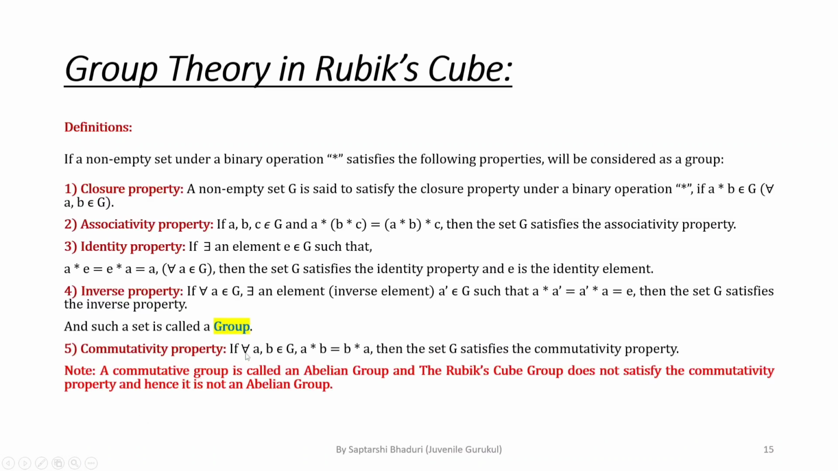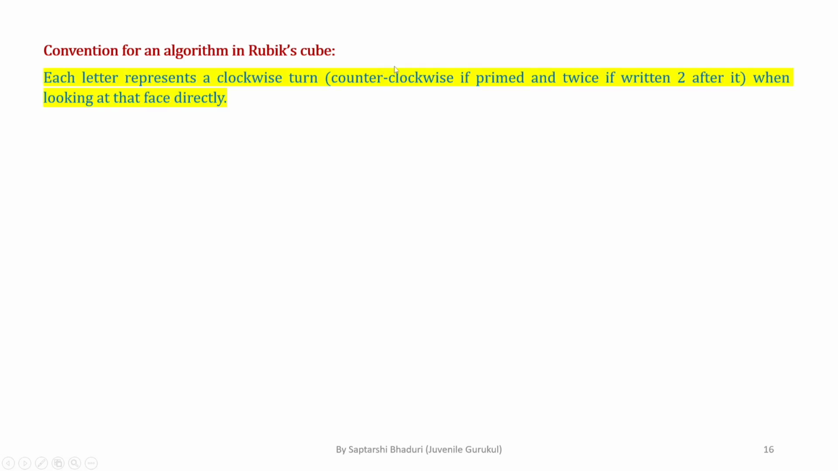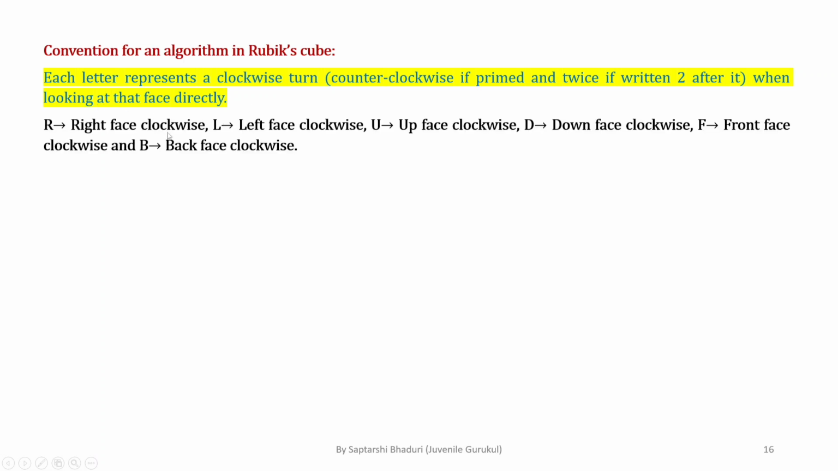Now, before going into the details of the Rubik's cube group and proving it, we have to know certain things. At first comes the convention for an algorithm in Rubik's cube. Each letter here represents a clockwise turn, counterclockwise if primed and twice if written 2 after it. When looking at that face directly, R denotes right face clockwise, L denotes left face clockwise, U denotes up face clockwise, D denotes down face clockwise, F denotes front face clockwise, and B denotes back face clockwise.